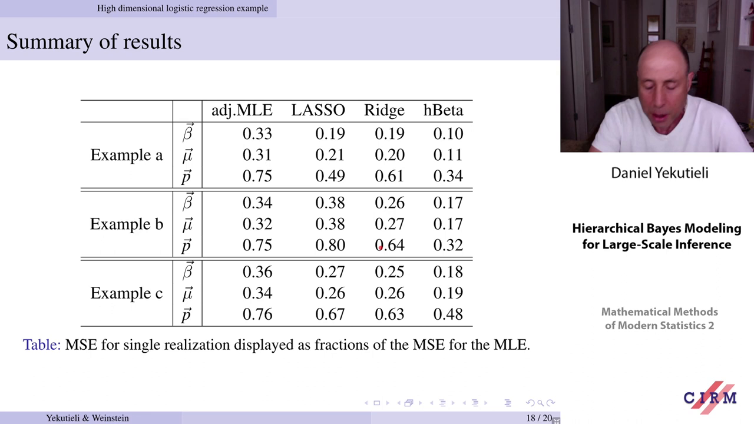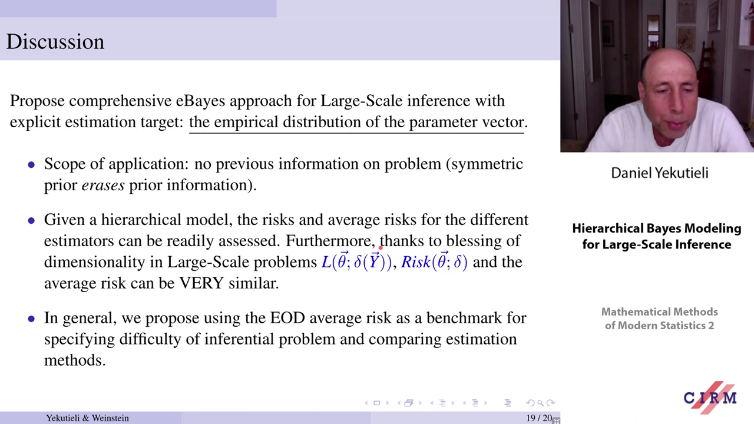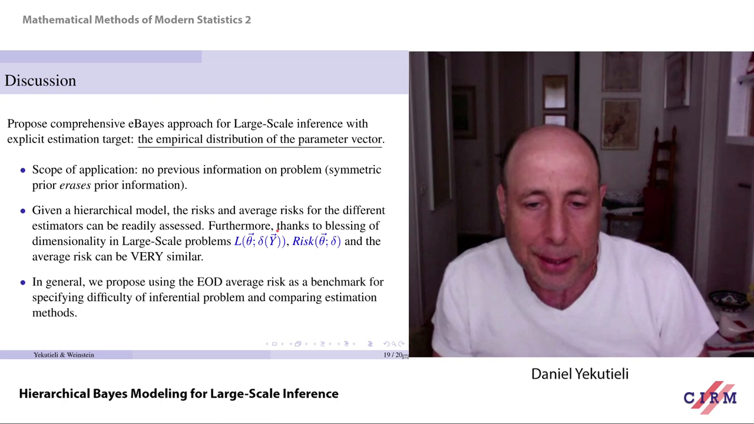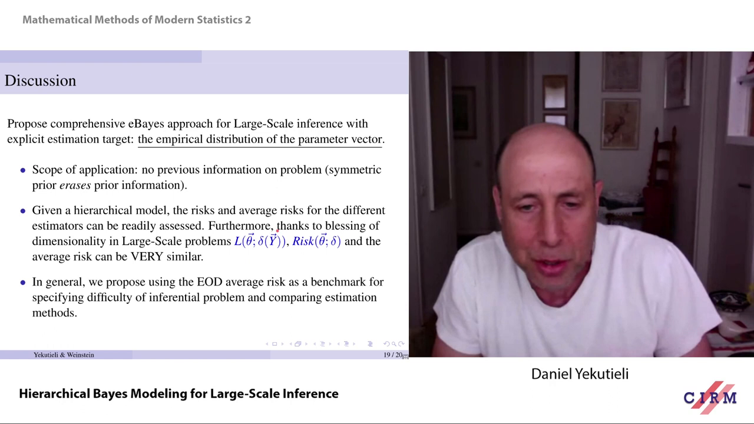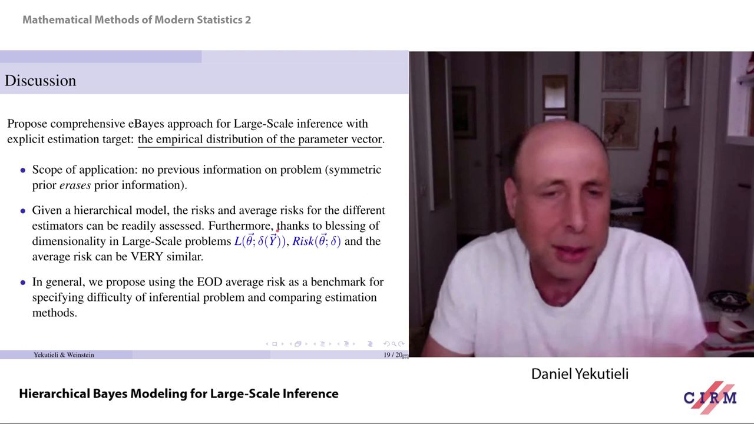Okay, so let's wrap things up. Discussion. We've proposed a comprehensive empirical-based approach for large-scale inference with an explicit estimation target, that is, the empirical distribution of the parameter vector. The scope of our application is cases where we don't have previous information on the problem, because having these symmetric priors means we can't really tell apart the parameters.